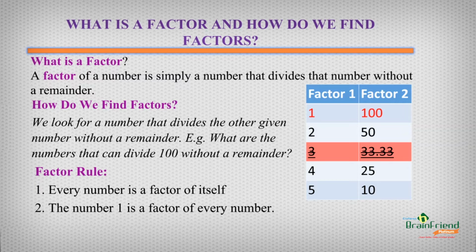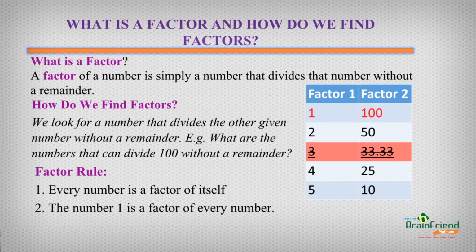For example, what are the factors of 100? Or we would say, what are the numbers that can divide 100 without a remainder? Let's start. 100 divided by 1 would give us what? 100, right? And also, 100 divided by 100 would give us what? 1, right? So we can now say that 1 is a factor of 100, while 100 is also a factor of itself. Let's try 2. 100 divided by 2 would give us what? 50, right? What if we divide 100 by 50? What do we get? We get 2.